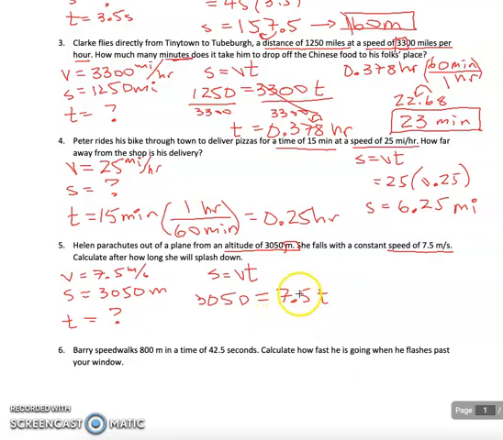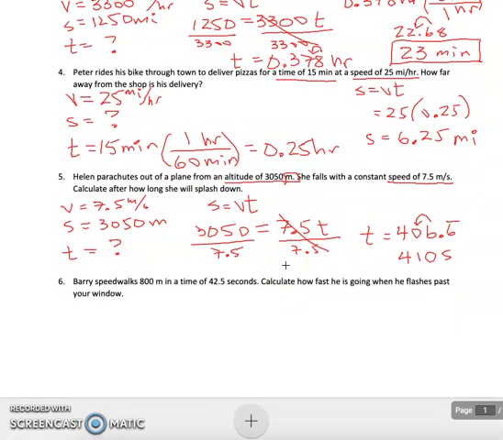All right, so we've got a t times 7.5 over here. We're going to divide both sides by 7.5, get the t all by itself. So we're going to have t equals 3050 divided by 7.5, and we have 406 point, and then the 6 is going to be repeating. But again, looking back here, we only have 2 sig figs, so we're going to have to round this guy. That'll be 410 seconds, which is a little over 6, a little bit less than 7 minutes. So that's a long time, and you don't want to be falling for that long without a parachute.